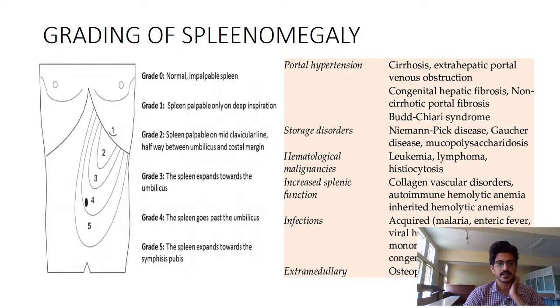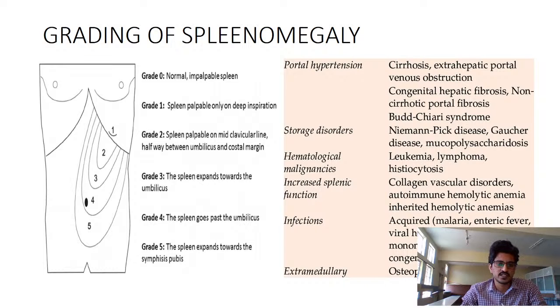This is Hackett's grading. So grade 0 to grade 5 basically. Grade 0 is normal or not palpable spleen. So you cannot palpate the spleen. In case of grade 1, spleen palpable only on deep inspiration. That is within the costal margin region only. You can know it by hooking method or other methods only basically.